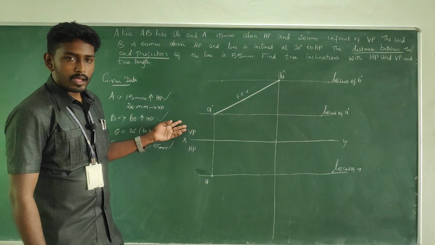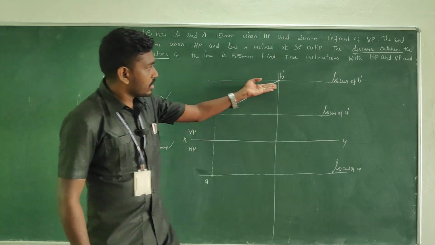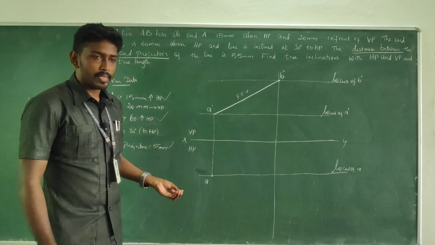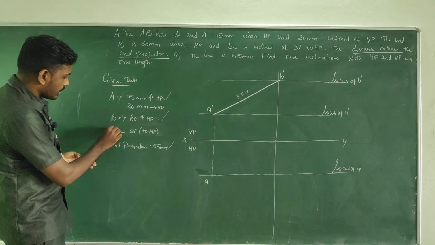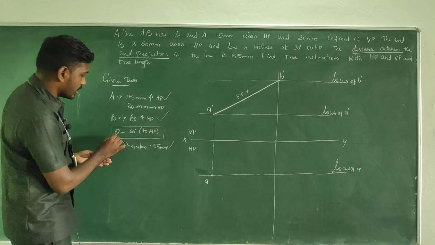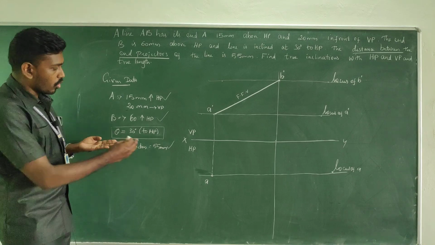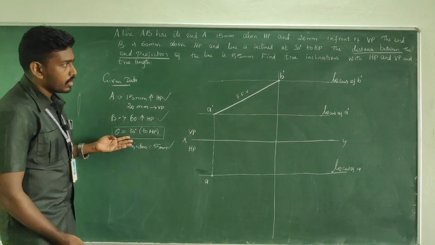And what about the final top view? Since there is no locus of B, we cannot draw it directly, but we have another way. Here the theta inclination is given, so go with the inclination. Let's see what happens.